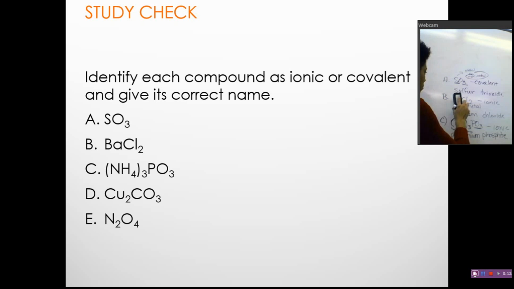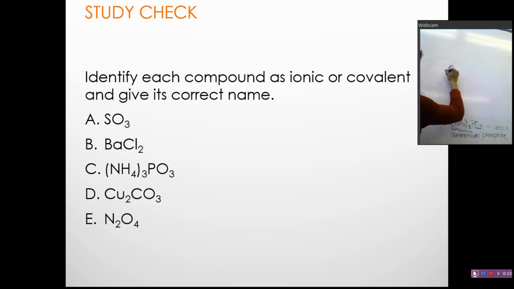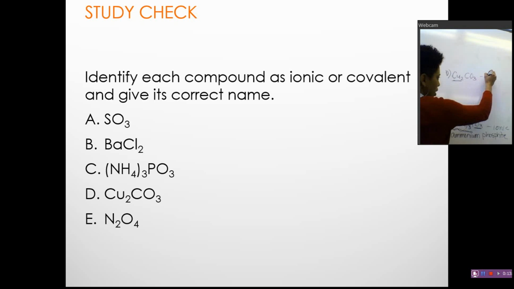Let's take a look at the rest of them. I'll leave C there. Let's look at D. D is Cu2CO3. Well, Cu, we know Cu is copper, it's a metal, so this has got to be an ionic compound. But remember, Cu, is it a representative metal? No, it's not. It's a transition metal, so it has a variable charge.